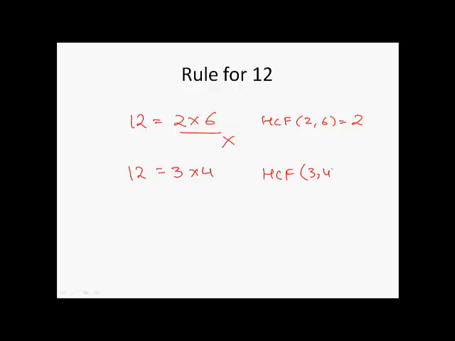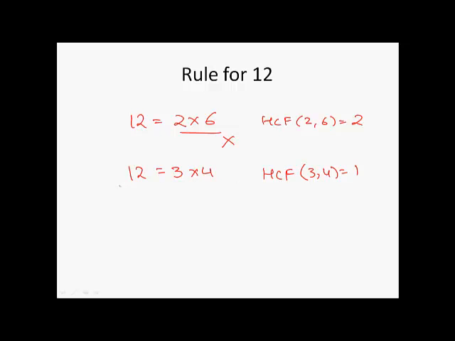Now 12 being a composite number, we have to go with the co-prime rule. Now 12 can be written as 2 multiplied by 6, but the highest common factor for 2 and 6 is 2, which is not 1, and hence these numbers are not co-primes. Alternatively, 12 can be written as 3 and 4, and the highest common factor for 3 and 4 is 1.